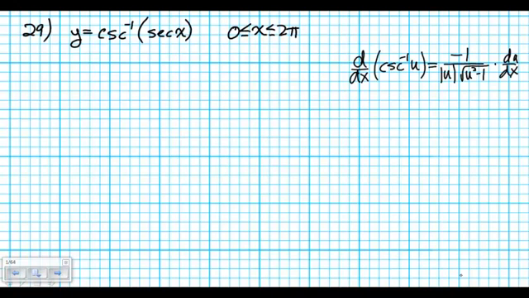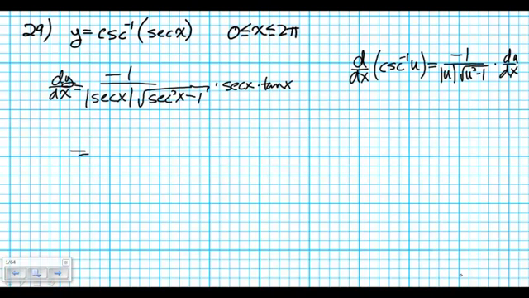Now in this case, what is u? Secant x. So I'll go to my formula, and wherever I would have seen a u, I'll put in secant x. And then I've got to finish off with a chain rule. The derivative of secant is secant tangent.